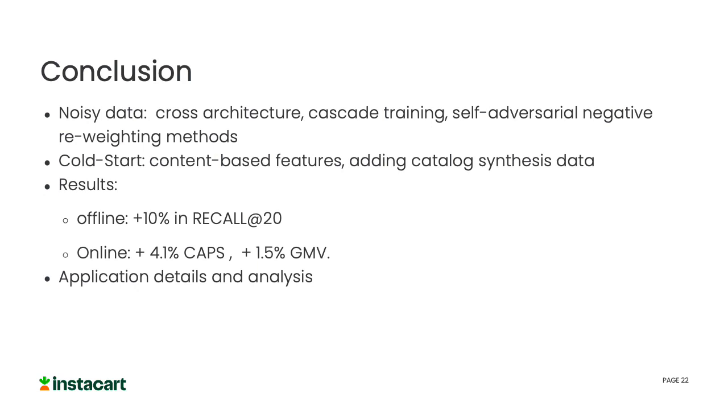To summarize, to tackle the noisy data, we propose the cross-architecture cascade training and self-adversarial negative sampling methods. To solve the cold start problem, we propose to use content-based features and add catalog synthesis data. And we achieve a 10% increase in recall at K on the offline dataset and achieve a 4.1% increase in MRR at cart and 1.5% increase in GMV in online testing. We also share some details about the applications and interesting analysis results.